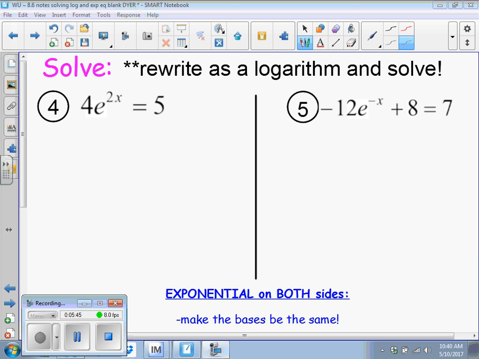4e to the 2x power equals 5. We have to solve for x. Is my exponential term by itself? No, what do I have to do? Divide both sides by 4. I don't care what's in this bit. I don't care what the exponent is. I can't have anything multiplied to my exponential term. This is my exponential term. This is what I need to have by itself. Okay? So, I'm going to divide both sides by 4.